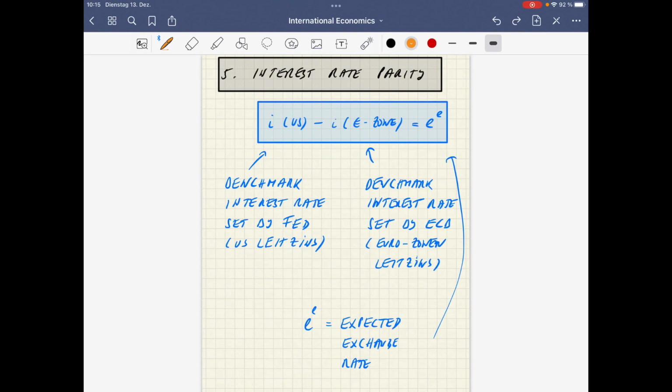The interest rate parity explains changes of the exchange rate via interest rate differentials. What does that mean? So we have on the left-hand side of the equation the benchmark interest rate set by the Federal Reserve minus the benchmark interest rate set by the European Central Bank. And on the other side, we have the expected exchange rate. So what we can see, if the Federal Reserve increases its benchmark interest rate, then the dollar should appreciate.